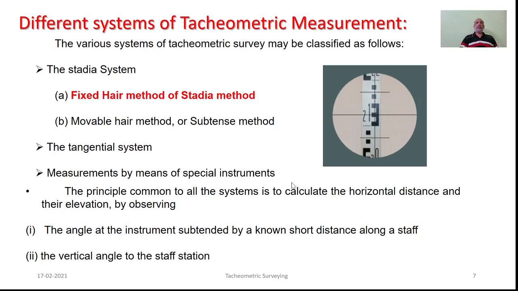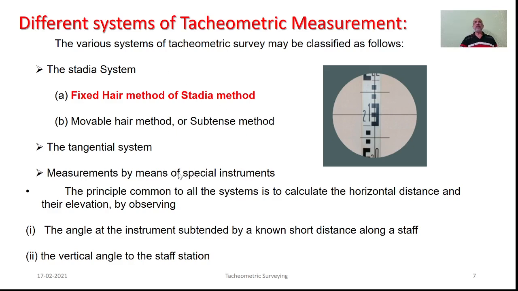As a technique, we can categorize this particular tacheometry under different heads. First being the stadia system. It could be divided into two classes. One is the fixed hair method and the second one is the movable hair method or subtense method. Another method is the tangential system, and the third category is tacheometric measurement by means of special instruments.